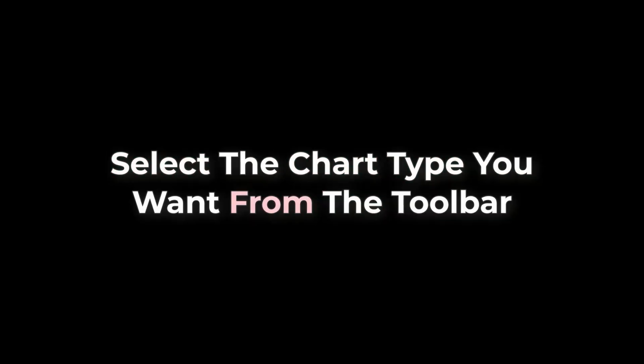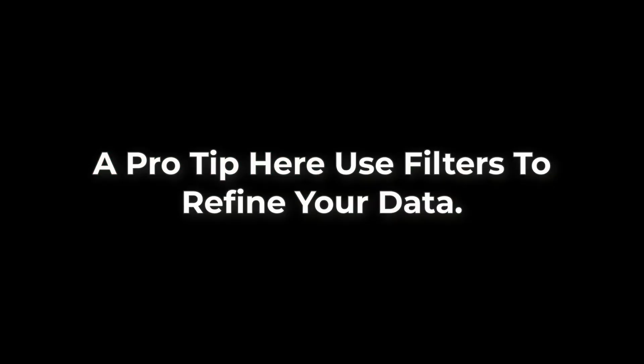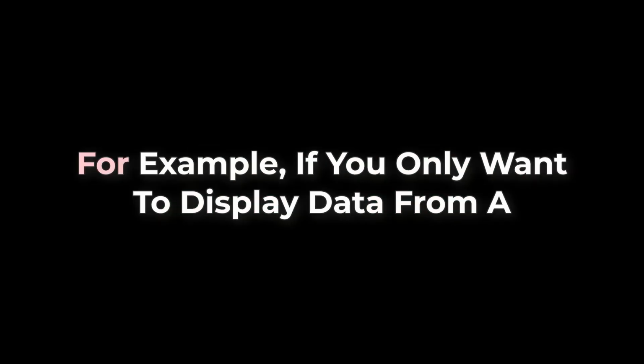Now, let's create your first chart. Select the chart type you want from the toolbar, like a bar chart or a line graph. Drag it onto your canvas, and then link it to your data source. A pro tip here: use filters to refine your data. For example, if you only want to display data from a specific time period, you can set a date range filter. This helps keep your report focused and relevant.